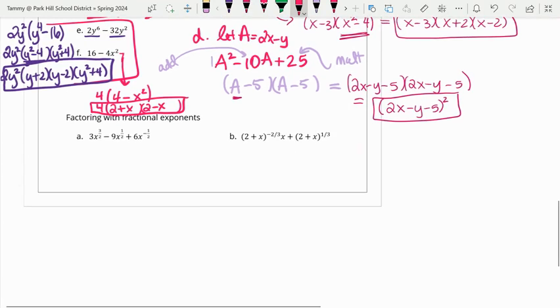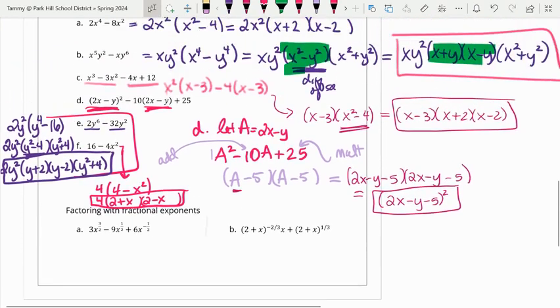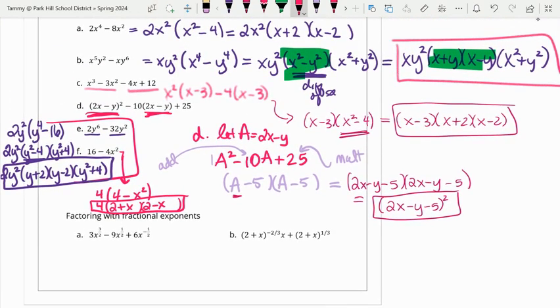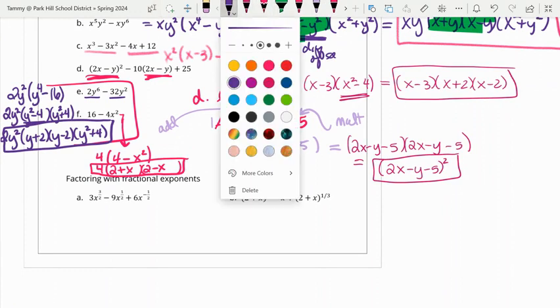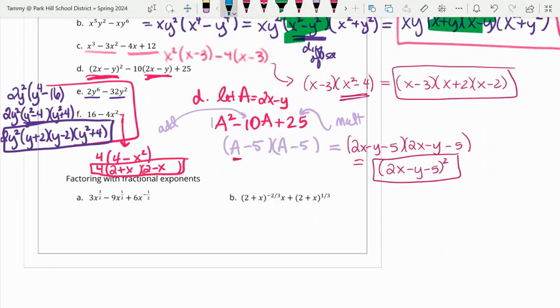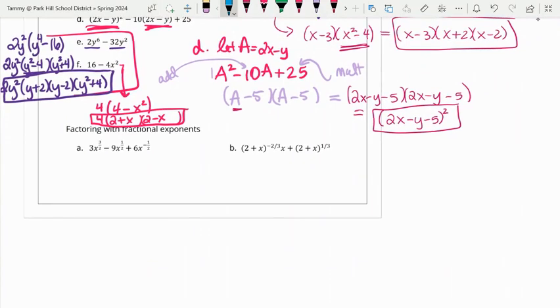All right, factoring with fractional exponents. Like we did when we had 2y to the 6th, 32y squared, I factored out the smallest exponent. So we're going to do the same here. We're going to factor out the smallest exponent. When I'm looking at 3 halves, 1 half, negative a half, my smallest exponent is x to the negative a half. And they all have a 3. So I'm going to factor out a 3x to the negative a half. What that means is I'm dividing each of these terms by 3x to the negative a half.